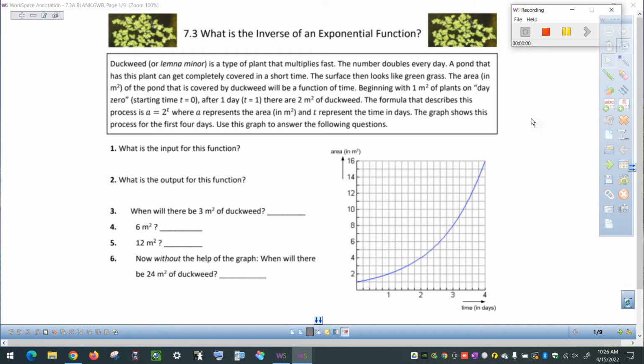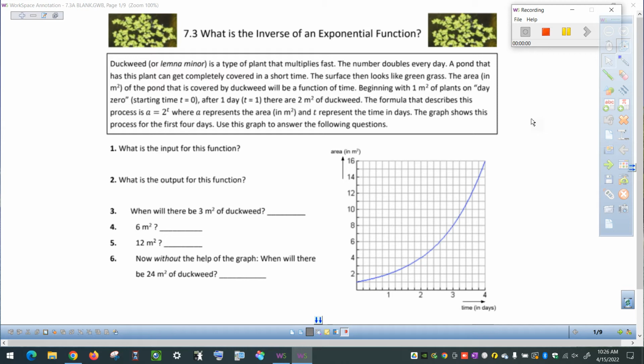The area today is going to be measured in square meters, the area of the pond that is covered by the duckweed. And it's going to be a function of time. Beginning with 1 square meter of plants on day 0, after 1 day, there's going to be 2 square meters of the plants. After 2 days, it's going to go to 4 square meters. After 3 days, it's going to go to 8 square meters, and so on. So every day forward will result in the area doubling.